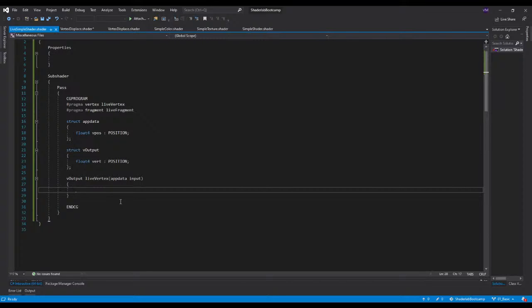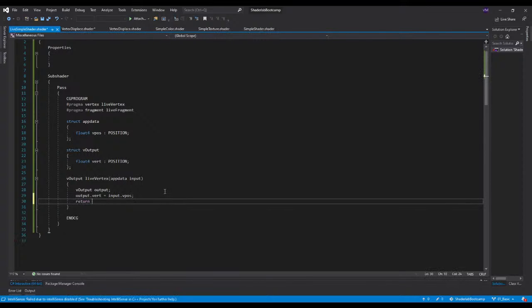Now we have a vertex function. In this vertex function, what we have to do is initialize a structure, saying output, or you can write anything. It is just the same as how your programming languages work. You have to create a new variable. Then let's do this: I'm going to say output dot vert is equal to input dot vpos, as a return. That is it. So that we are returning it back.